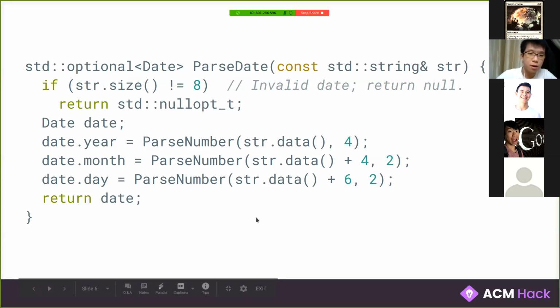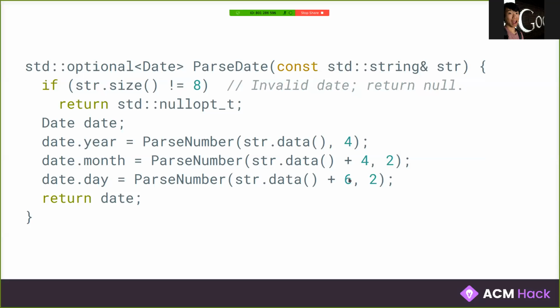Okay, and then we are going to parse the very last component, which is the day. It's pretty similar to what we just saw with month. We have str data plus 6, because the day starts with the 7th character in the string. And then it's going to go on for 2 characters. So that's the very last, we have 2.